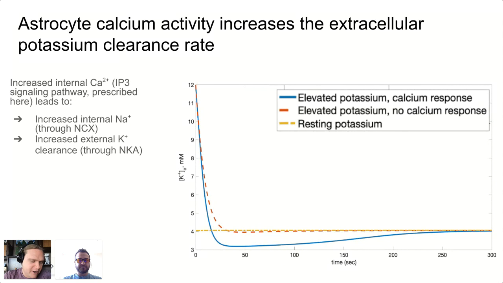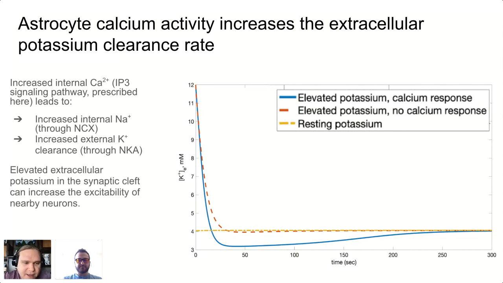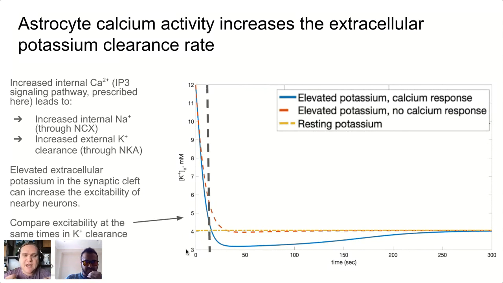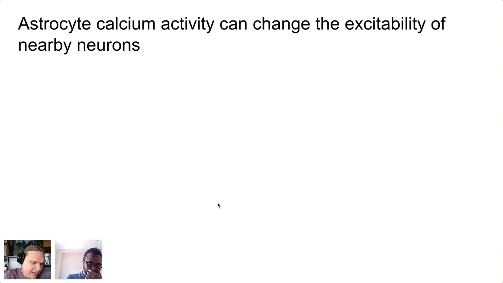And I talked a little bit already about how this elevated extracellular potassium in the synaptic cleft can increase the excitability of nearby neurons. So looking at this astrocyte, we have these two different effects on the nearby extracellular potassium, right? When I have the calcium response, it clears faster. When I don't have the calcium response, it clears at a slower rate. And if I look at these potassium transients at the same time, I can compare the excitability of a nearby neuron while it's clearing this elevated potassium. So astrocyte calcium activity is going to change the excitability of nearby neurons here.